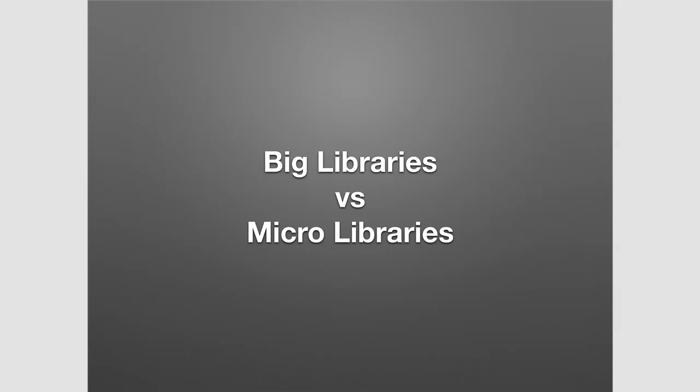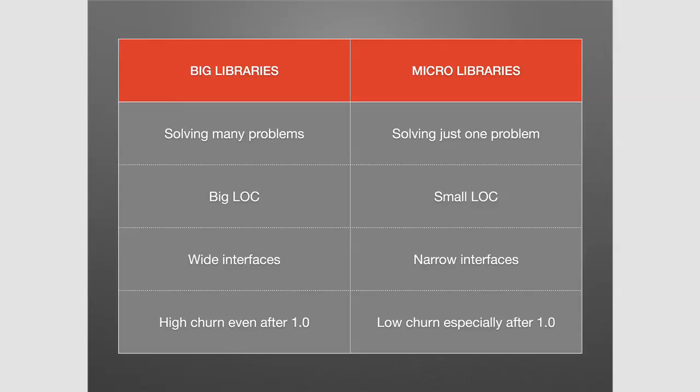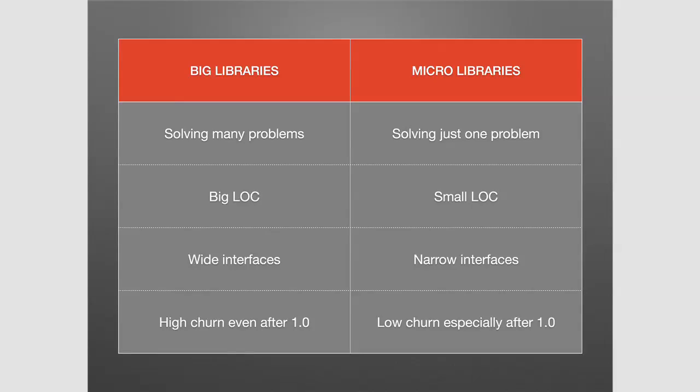So, big libraries versus micro libraries. Here's a simple table showing 4 major differences. The first one is big libraries solve many problems, whereas micro libraries are focused on solving just one problem, which obviously leads to the next point, which is big libraries are, well, big, and they have lots of lines of code, right? Whereas micro libraries tend to have a very small amount of code.